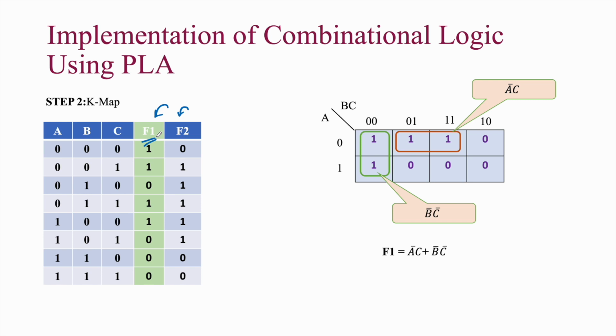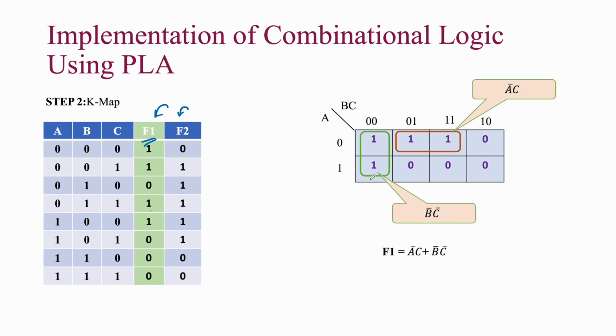Let us do f1 first. So how to plot? We have 3 variables A, B, C. Therefore this should be a 3 variable K-map. So we have 1, 1, 0, 1 and 1, 0, 0, 0. So if we try to group, it is possible to go for grouping 1 and grouping 2.